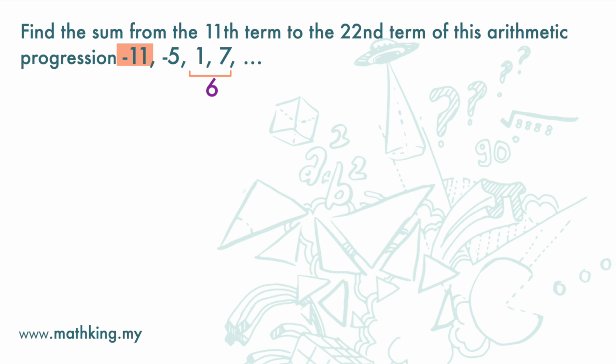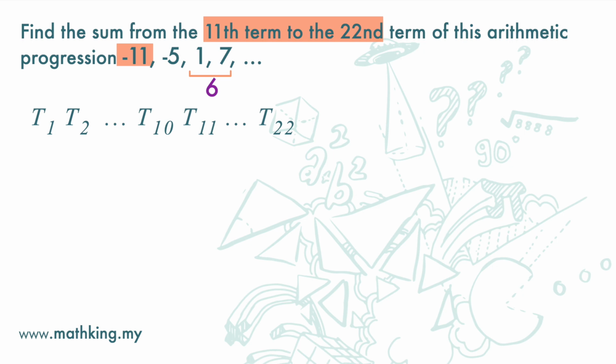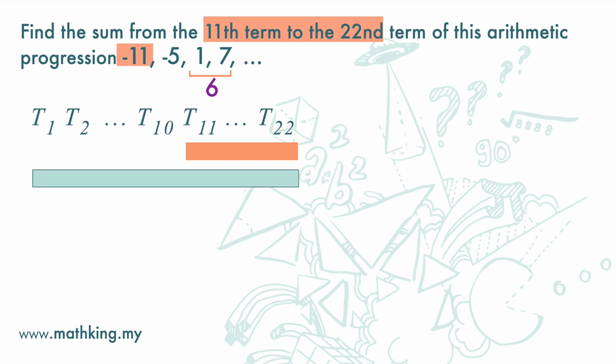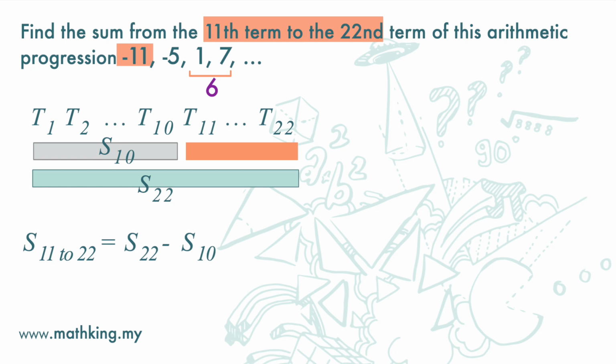Now we want to find the sum of the 11th term to the 22nd term. Look at this diagram. The 11th term to the 22nd term is here. And this is also equal to this part, which is S22, minus this part, S10. So the sum of terms from T11 to T22 is S22 minus S10.